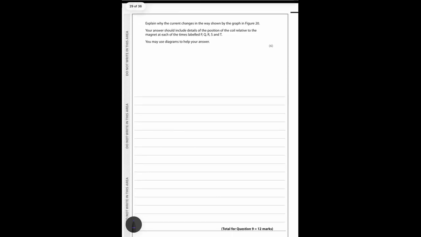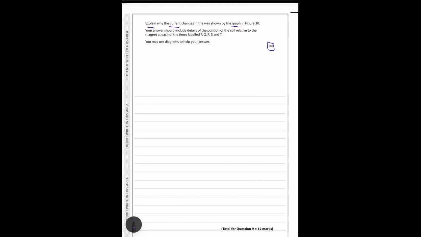So it's a 6-mark question over here. So I should be thinking about what is the general structure for a 6-mark question. I've got to break it up into parts and then talk about each part, make sure I'm doing all of that. So it says explain why the current changes in the way that's shown by the graph.